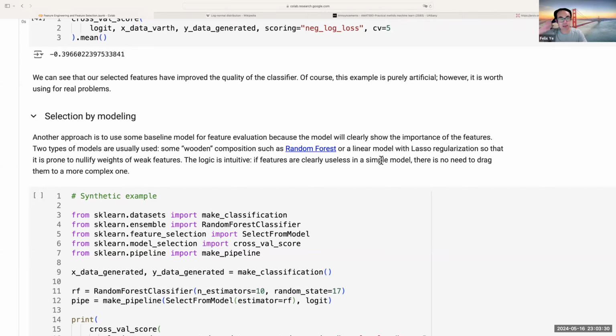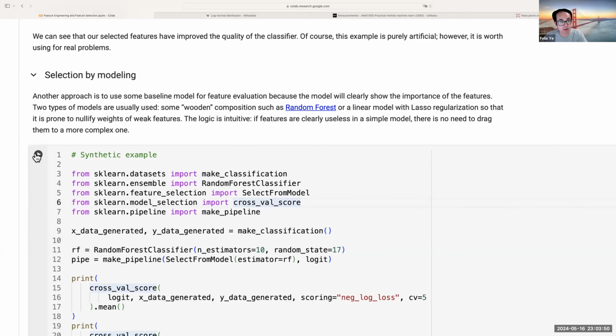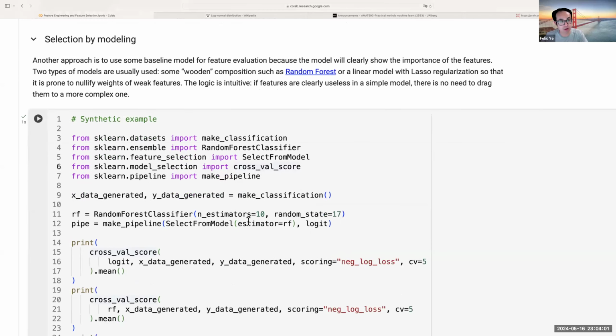Particularly for lasso, it can zero out the weights of weak features. So the idea is very simple. If a feature is clearly useless for those simple models, there's no need to include it in the later, more complicated models. So we can use lasso or random forest to select those features, and this will be very helpful here.